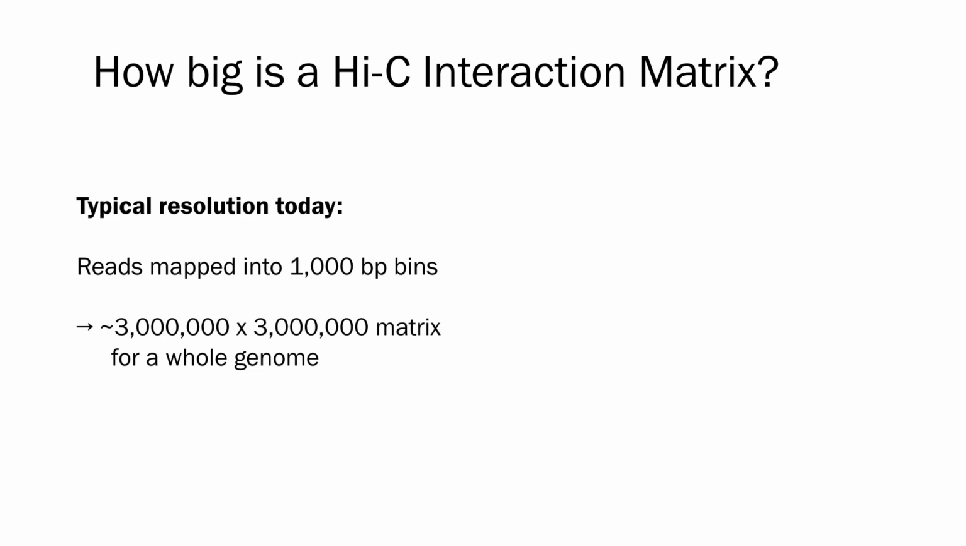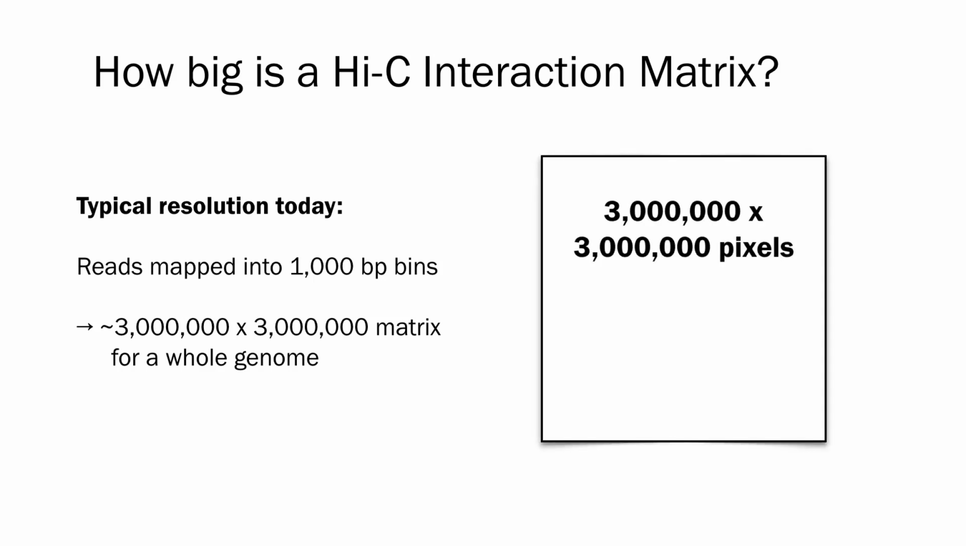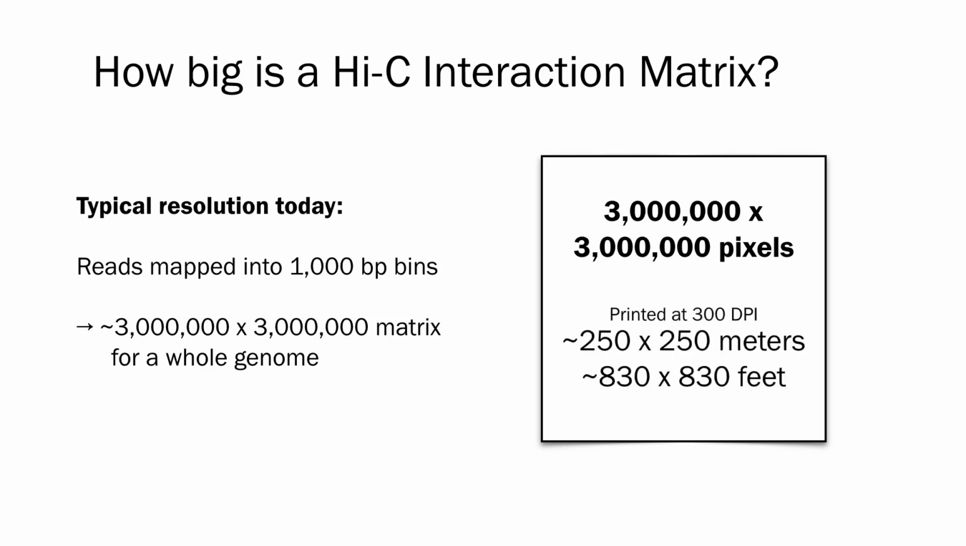As I already pointed out, it's 1,000 base pair bins. These are the numbers. But what does that mean in reality? If I have 3 million by 3 million pixels, how big is that? You could print it out on a standard high-resolution printer, and you end up with something that's about 830 feet by 830 feet, or 250 meters by 250 meters, for those of you who think in metric units. But how big is that?